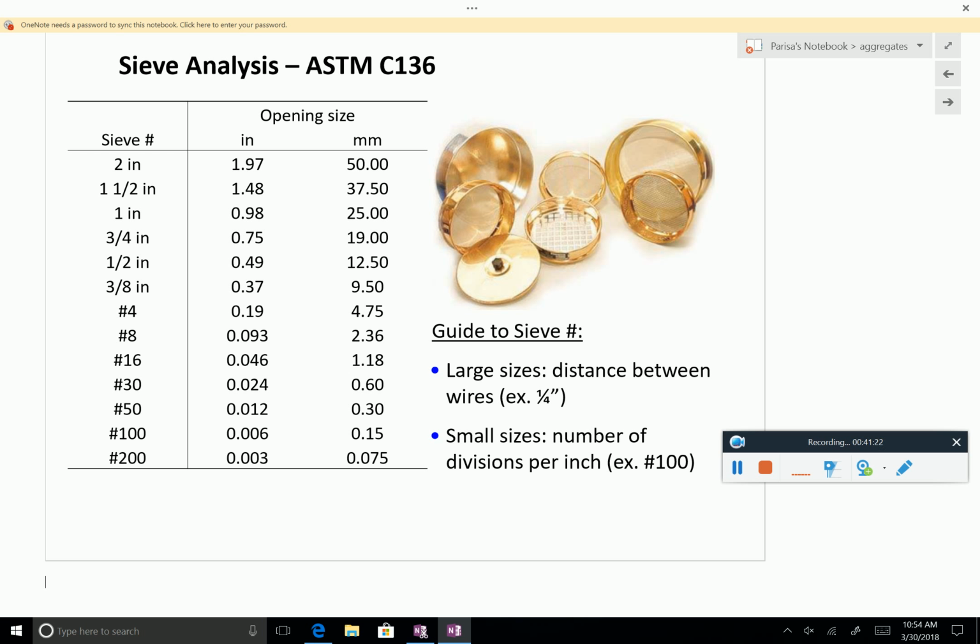If you are working in the lab, they never look that clean and shiny. Absolutely not. For a smaller size, it's the number of divisions per inch. For larger size, it's the distance in between. I should have said that. But anyway, you don't need to memorize it. There is always a table you can find.